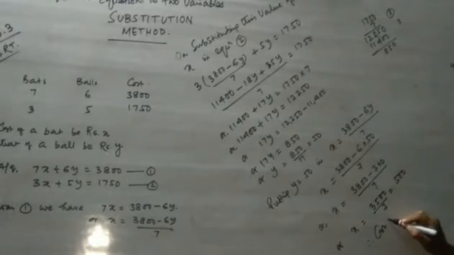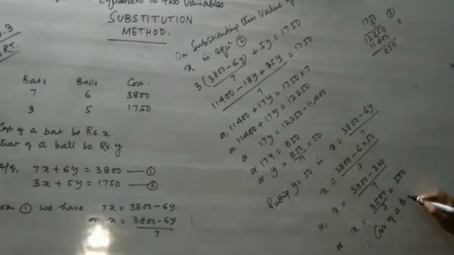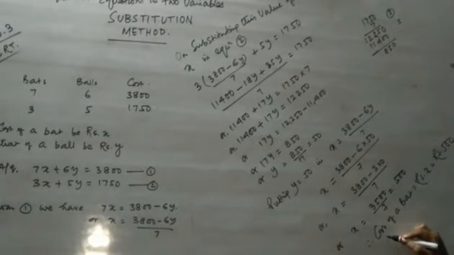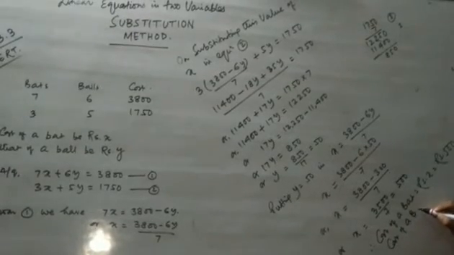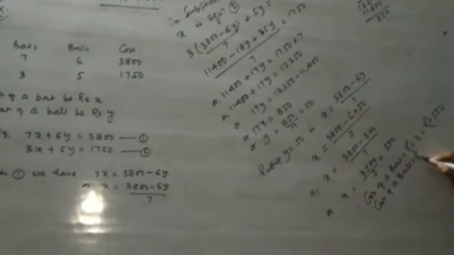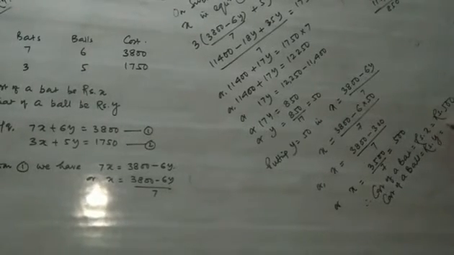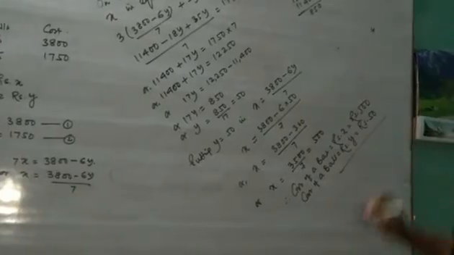Therefore, cost of a bat is equal to rupees x equals rupees 500, and cost of a ball is equal to rupees y equals rupees 50. So this is your question number 3 of 3.